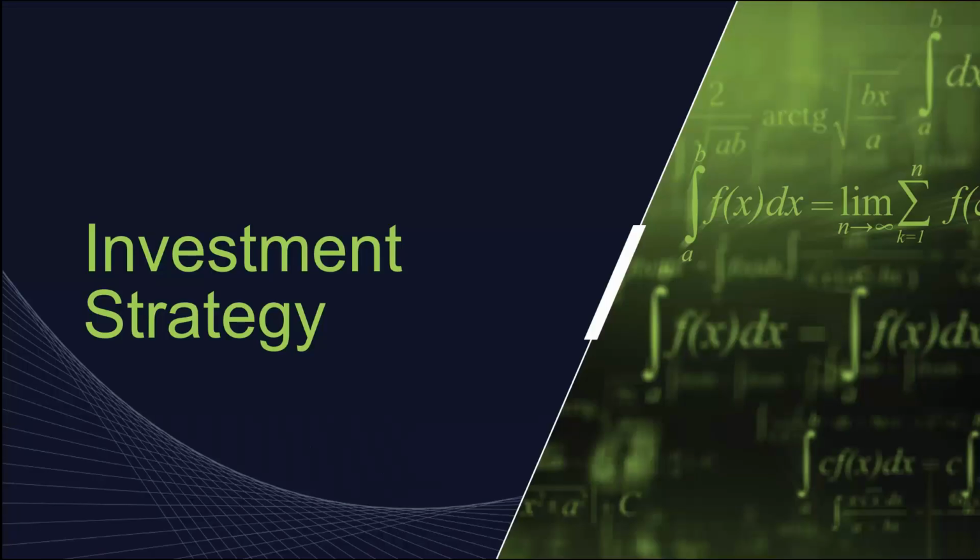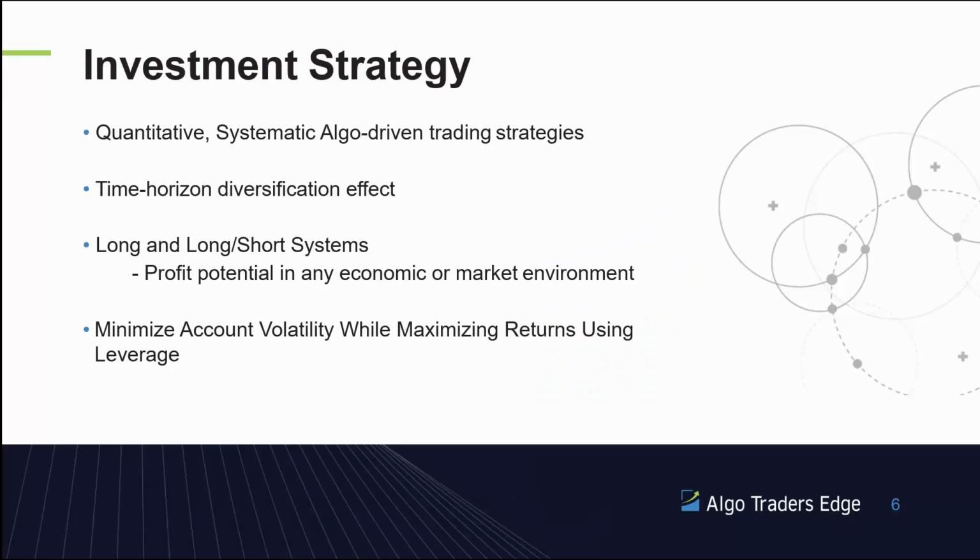Now let me tell you a little bit more about the investment strategy and how this works. So it's quantitative, systematic, algo-driven trading strategies. We have time horizon diversification effects. So we have some systems that are looking for long-term trades, some that are looking for short-term trades, where we might have one trade that stays on for 6 months at a time, catching a long-term swing in the stock market. We could simultaneously be going long and short intraday on a very short time frame basis, trading within the context of that overall long position.